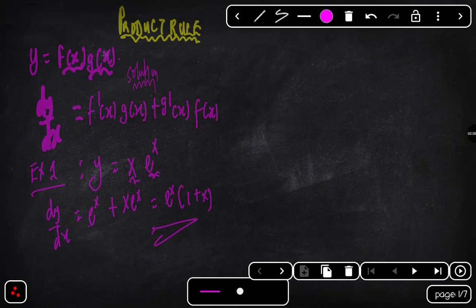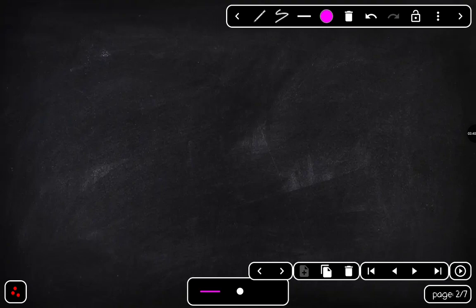All right, so let's do two more examples to back this up. Example 2. Let's say we have this function: y is equal to x raised to the power of 3 times sine x. How can we differentiate this function? Using the same method.